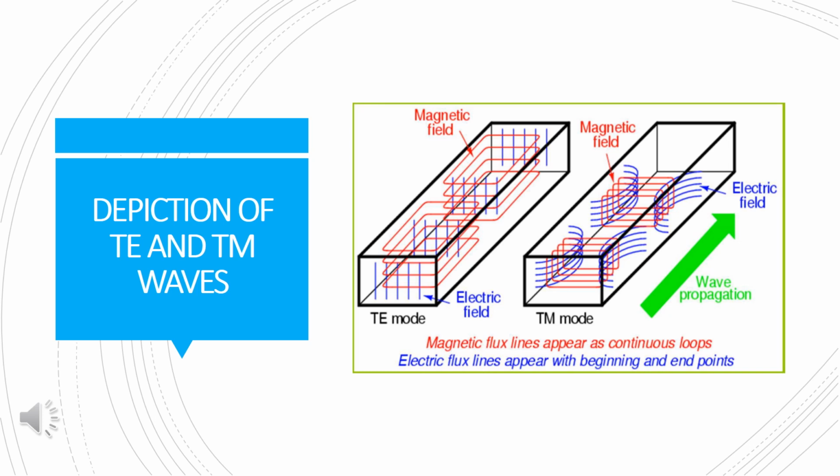So this diagram depicts the TE and the TM waves. Considering the direction of wave propagation, the first diagram shows the TE mode where the electric field lines are perpendicular to the direction of wave propagation. The second diagram, again considering the wave propagation, shows the TM mode, where the magnetic field lines are perpendicular to the direction of wave propagation and hence termed the transverse magnetic field.